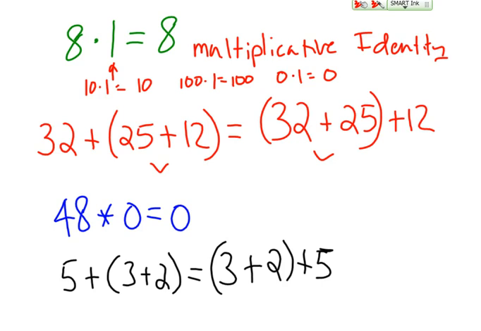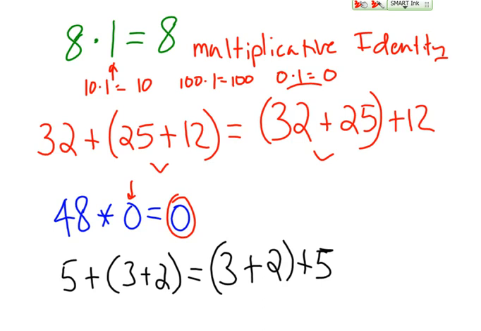Next is an example of the multiplicative property of 0. The multiplicative property of 0 says that anytime you multiply something times 0, the answer is 0. We kind of touched on that one up here a little bit, but anything times 0 is 0, multiplicative property of 0.